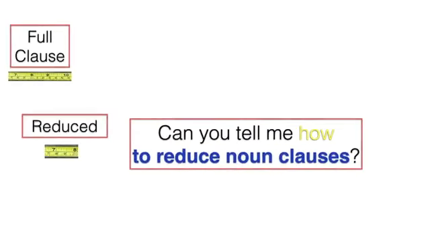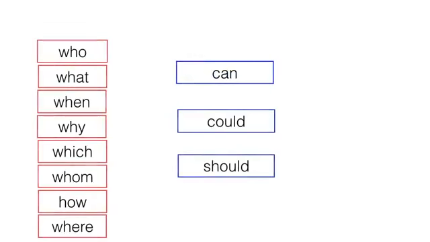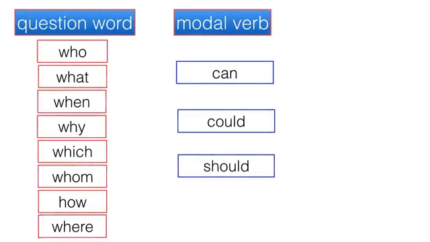Actually, this is an example of a reduced noun clause. The full clause would be how I can reduce noun clauses. Notice the question word how and the modal verb can. This represents our first group of noun clauses which can be reduced to infinitive phrases. These are noun clauses that begin with a question word and include the modal verb can, could, or should.